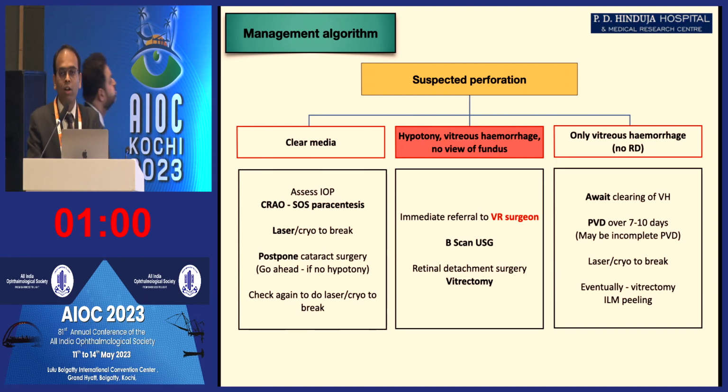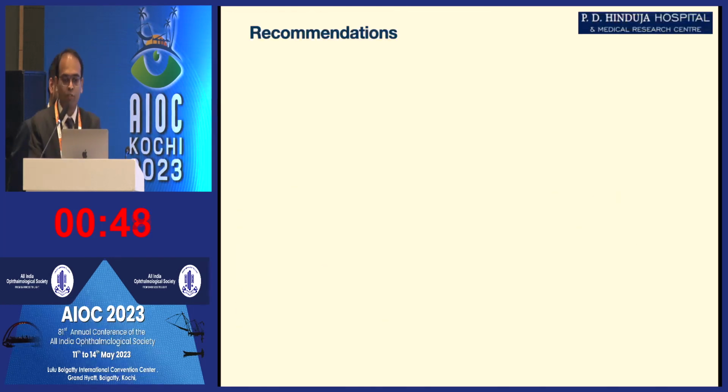If there is hypotony, vitreous hemorrhage and no view of the fundus, we can immediately refer to the VR surgeon, do a B scan and plan a retinal detachment surgery. If there is only a vitreous hemorrhage but no RD, we can await the clearing of the vitreous hemorrhage.